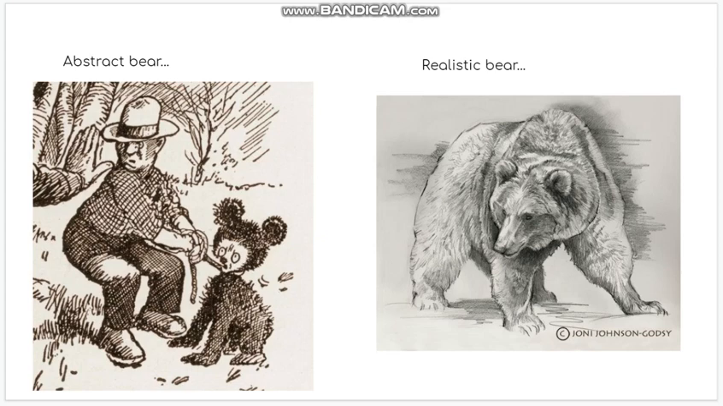So last week I introduced you to the story of the teddy bear and how the teddy bear is an abstract type of art. Soft sculpture technically, but as you can see on the left, this is an up close view of that cartoon, and that bear does not look very realistic, so it is abstract. The one on the right, however, looks very realistic. It's in black and white, but you still could have it walk up to you.